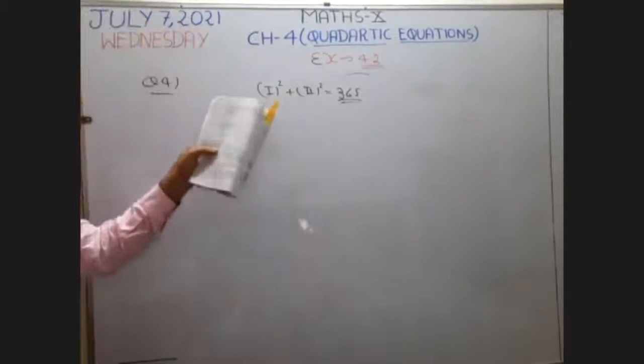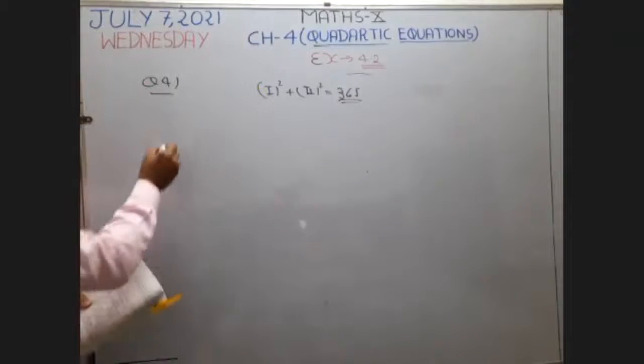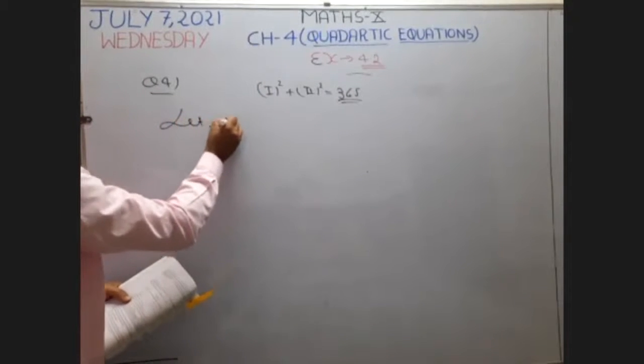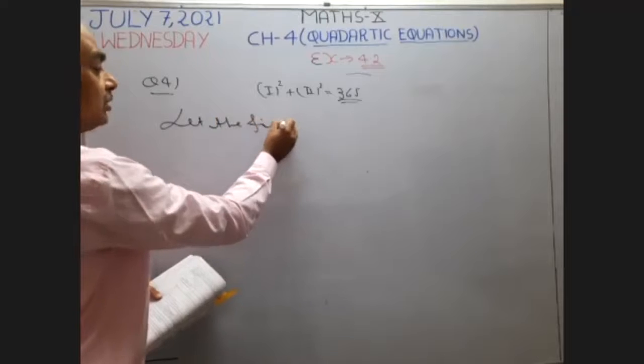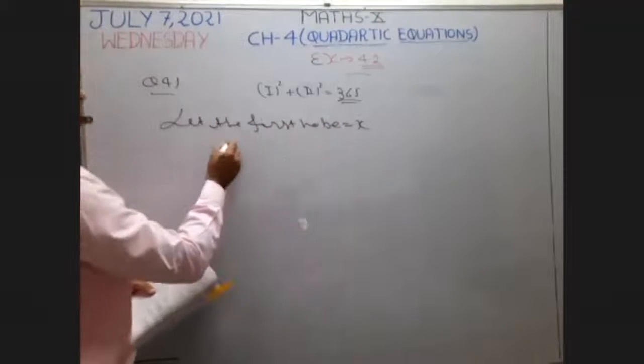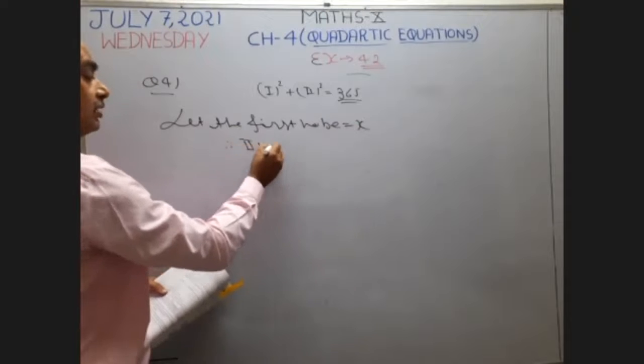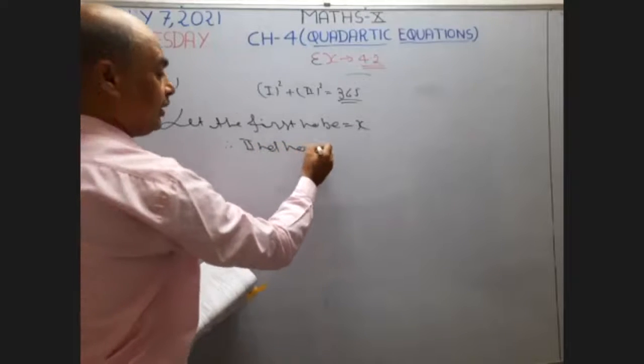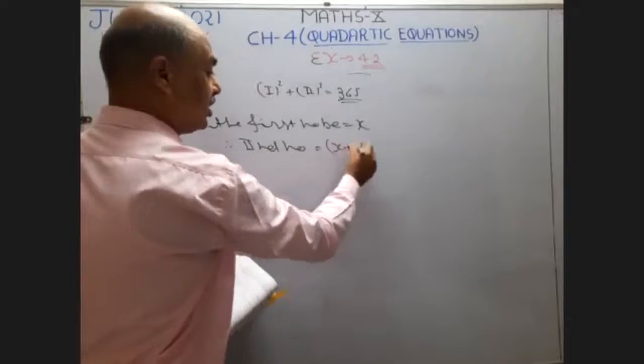So two consecutive numbers are there. I want to suppose the first number. Let the first number be x. If the first number is x, therefore the second number becomes x plus 1, because integers are there.